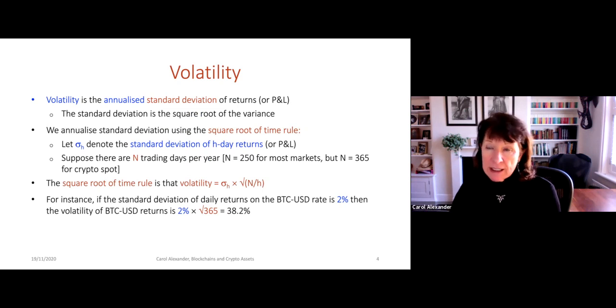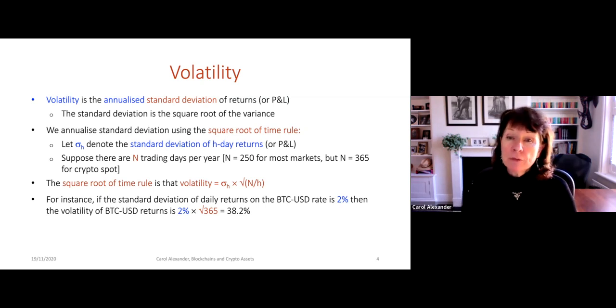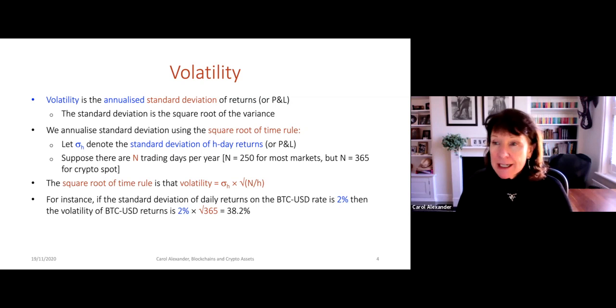So volatility is like the standard deviation, which you'll all know about, the standard deviation of returns or P&L, but we quote it in annual terms. In case you forgot, the standard deviation is the square root of the variance, okay? Now we annualize our standard deviation using the square root of time rule, because the variance and the mean and covariances all scale with time, but the standard deviation scales with the square root of time. What do I mean by scales with the square root of time?